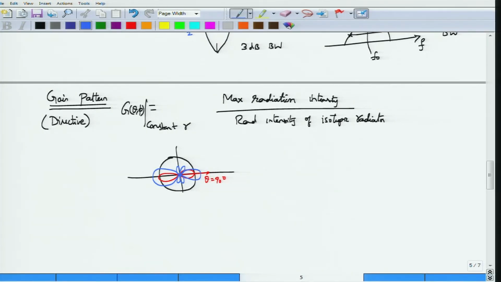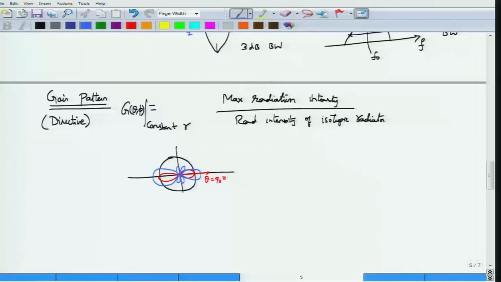In the next module, we will discuss another antenna called a half wave dipole antenna, that is more practical, because the antenna that we discussed, the short dipole or the short wire antenna, cannot really be used in any practical scenario.